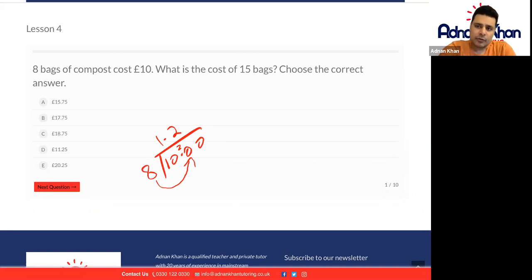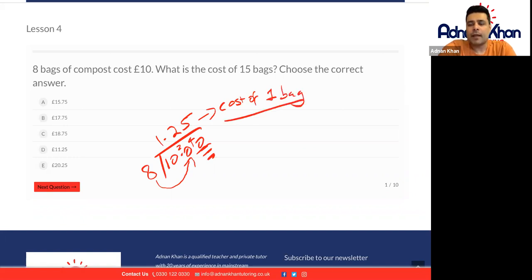And that gives us a remainder of 4, which we'll just put next to the last 0 at the end, as you can see here. How many times can 8 divide into 40? Well, 8 times 5 we know is 40. That means £1.25 is the cost of 1 bag.